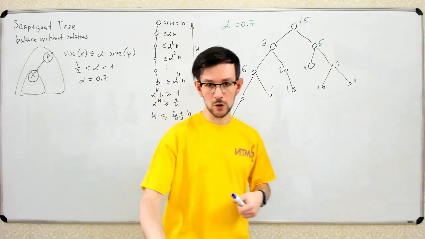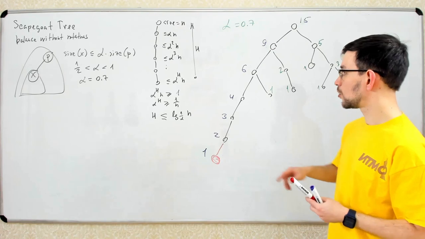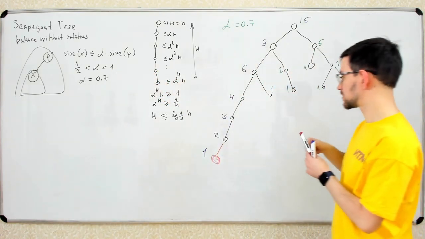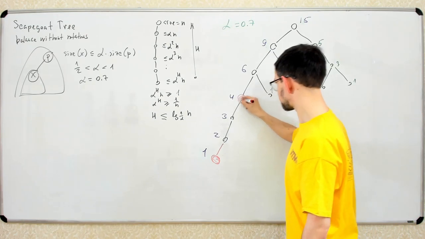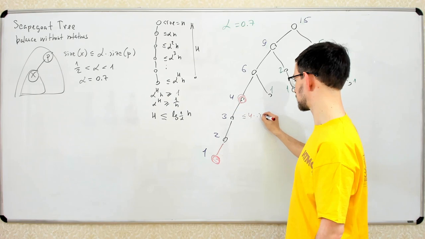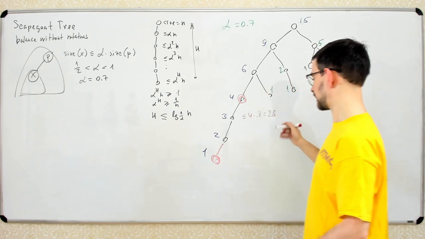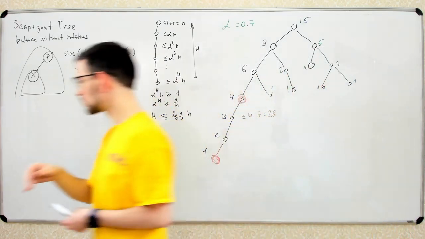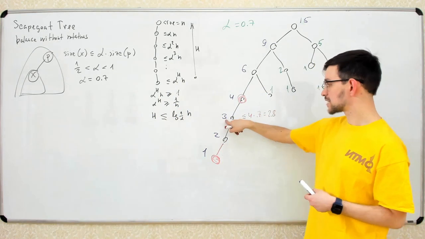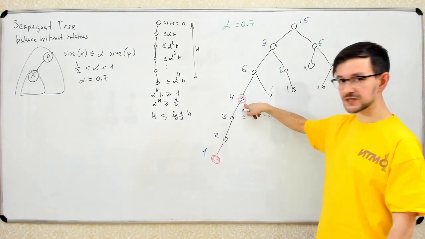Right? So now let's try to maintain the property. Let's find all the nodes which are invalid now. So let's find all the situations when this constraint is not satisfied. For example, this node. For this node, this node should be no more than 4 multiplied by 0.7. So it's 2.8. And its size is 3. So 3 is more than 2.8. So this node is invalid.